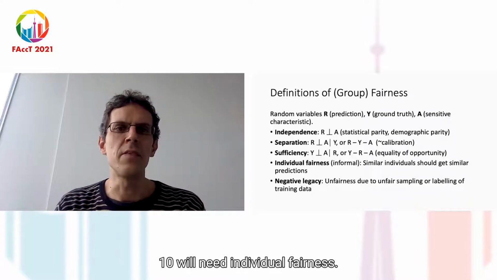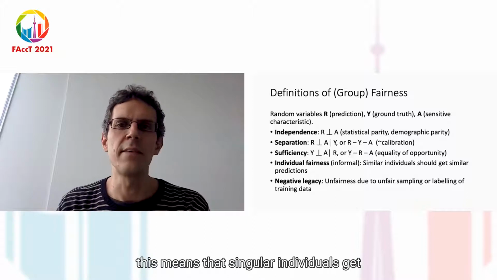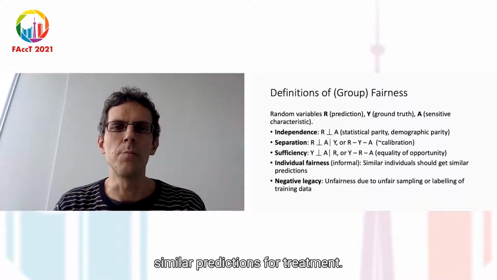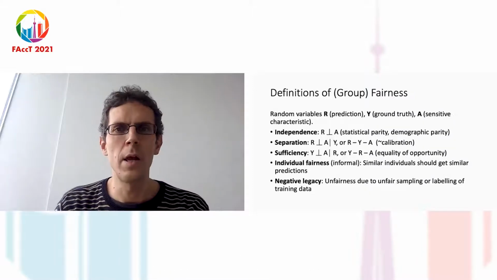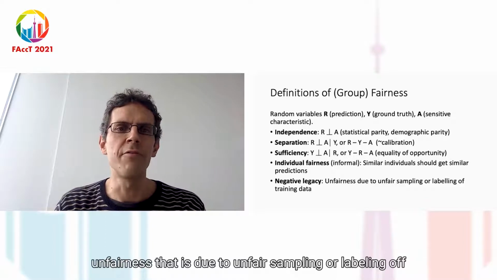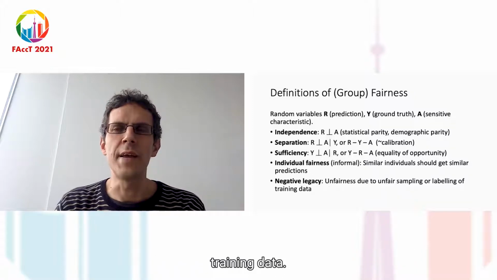Then we'll need individual fairness. Informally, this means that singular individuals get similar predictions or treatment. Negative legacy is unfairness that is due to unfair sampling or labeling of training data.